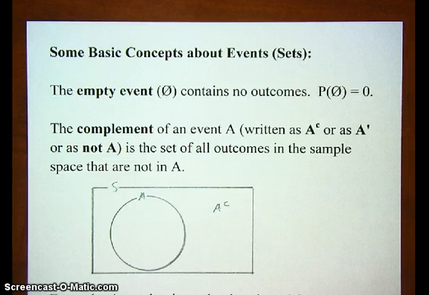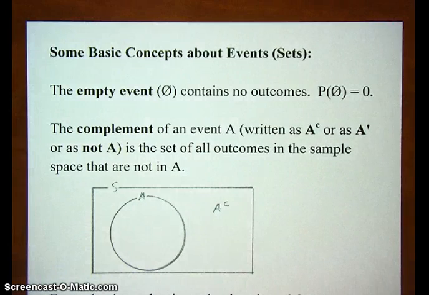Okay, first of all, the empty event. This is an event that contains no outcomes. Since it contains no outcomes, its probability is 0. We use that symbol, the circle with the line through it, to represent that particular event, the empty event.